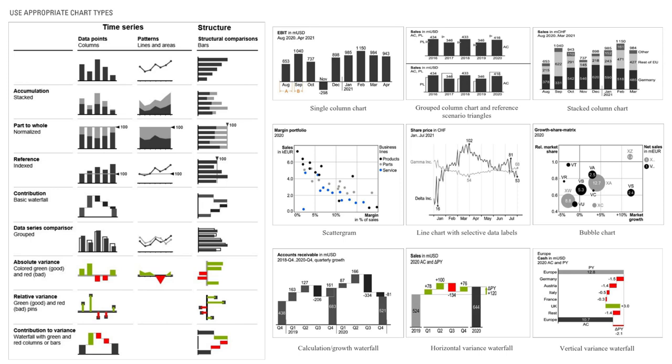Waterfall charts are the specialist tool for contribution analysis. They answer one type of question that no other chart type handles well. How did we get from here to there? The calculation waterfall on the left tracks a balance over time. The horizontal variance waterfall in the center does the same thing for a year-to-date variance. The vertical variance waterfall on the right does the same decomposition but across markets rather than across time.